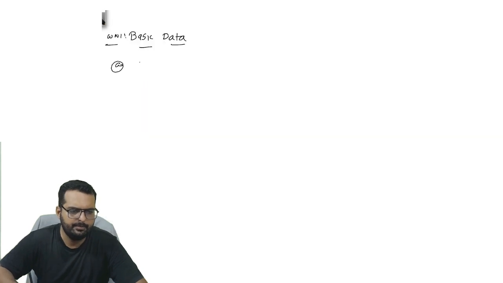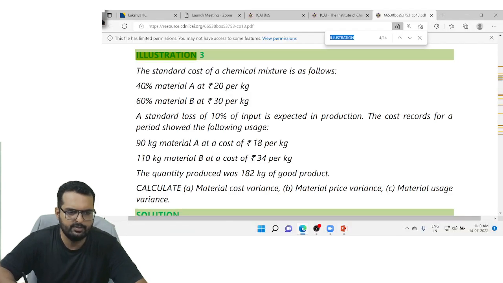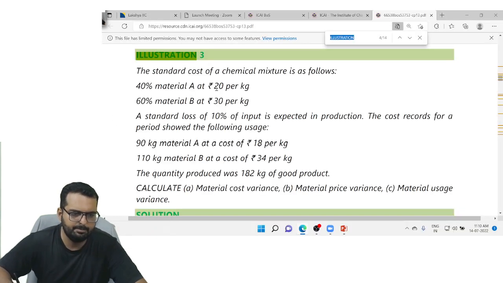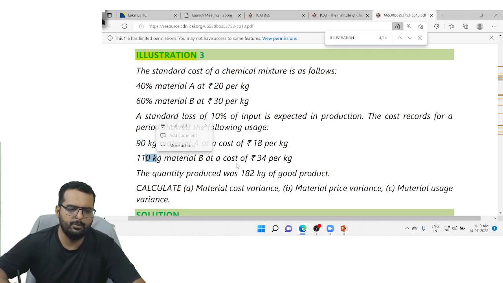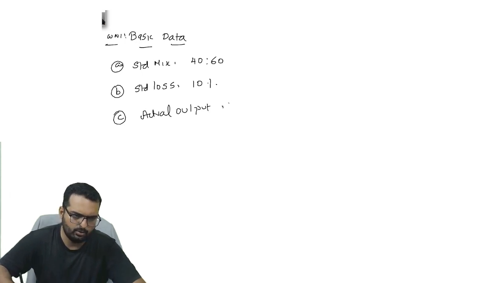Point number A. What is the standard mix in the question? It is 40 is to 60. All right. And what is the standard loss they are expecting? That is 10%. All right. Now, using 90 and 100 kg of input, they have got output of how much? Actual output is equal to 182 kg.